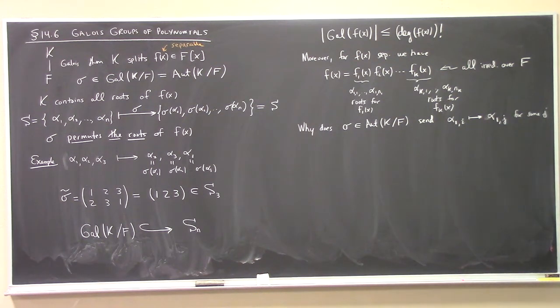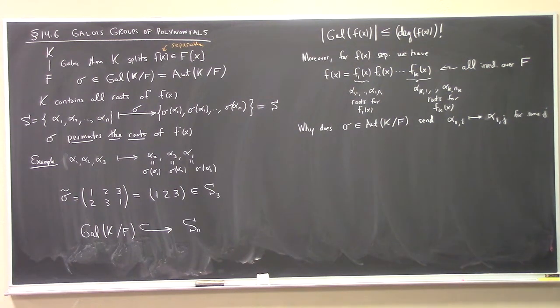Yeah, I got the question. So why does it do that? Yeah, why can't it move one of the roots from one of the irreducible factors to another? Why do they have to be separable? I mean, why do the roots of f1 of x have to map to the roots of f1 of x under the automorphism? Why can't they map to the roots of one of the f2 of x's roots, you know?